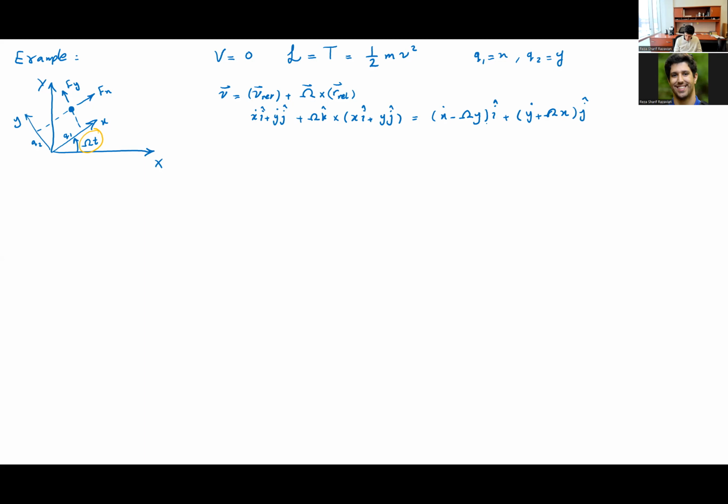And from here, v squared is the sum of the squares of those components. So the Lagrangian is 1/2 m times this squared plus that squared: x dot squared plus y dot squared, those terms, then minus 2 x dot omega y plus 2 y dot omega x, plus omega squared times (x squared plus y squared).